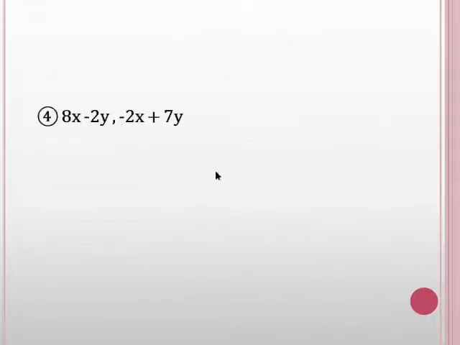Now we move towards another question from the same exercise, question number 4. 8x minus 2y is the first expression, and the second expression is minus 2x plus 7y. Now we add these expressions. Here we start the solution. 8x minus 2y plus, okay, here we write a bracket, and in the bracket we write the second expression, which is minus 2x plus 7y.